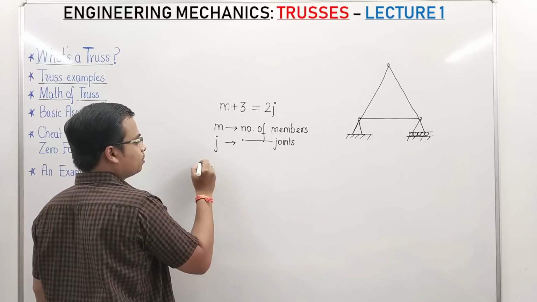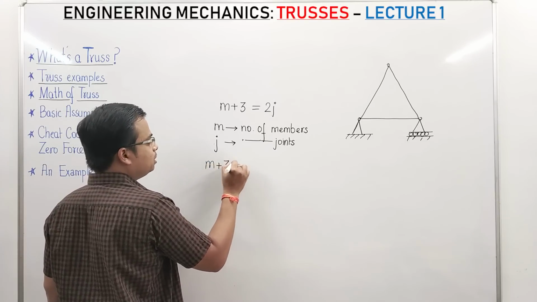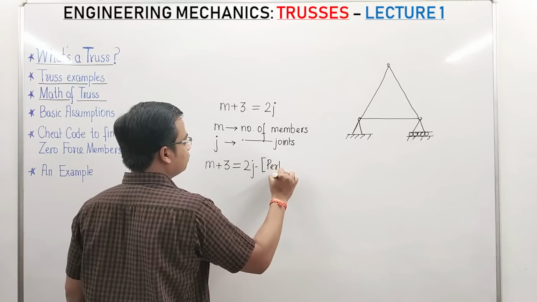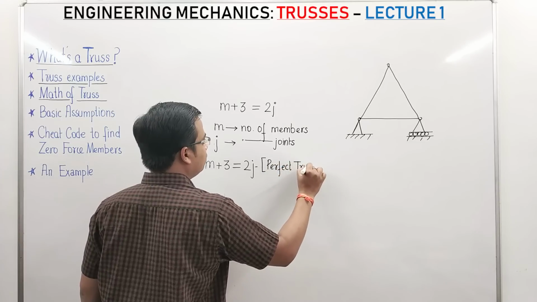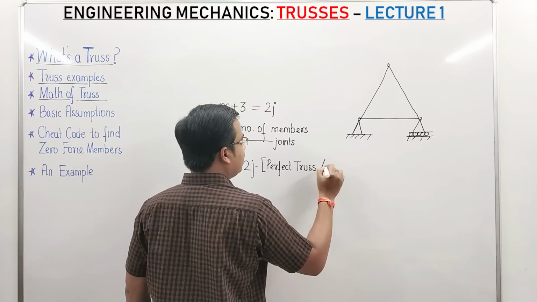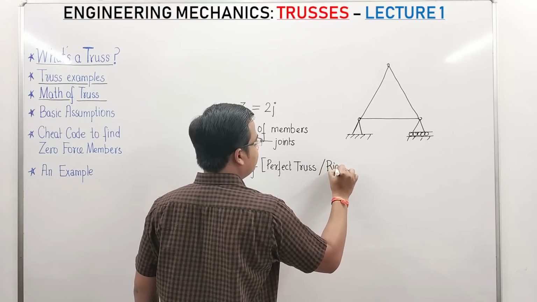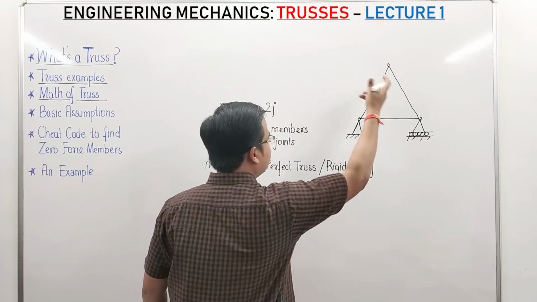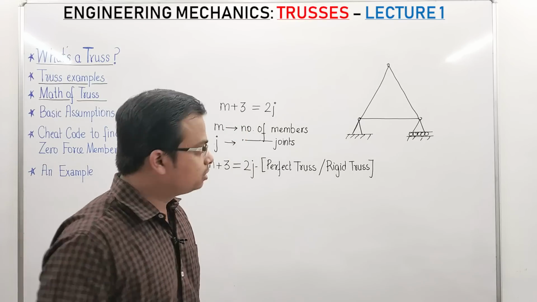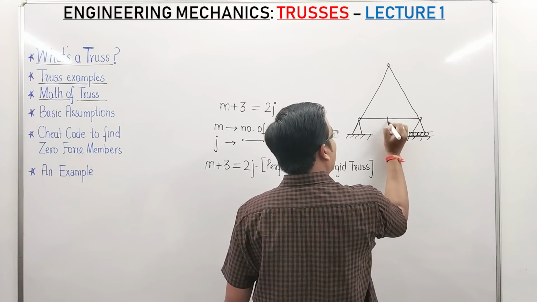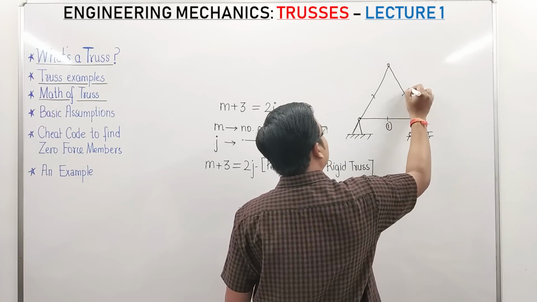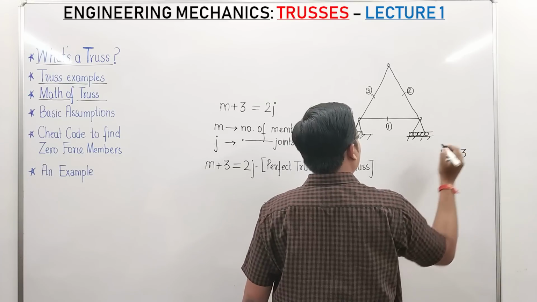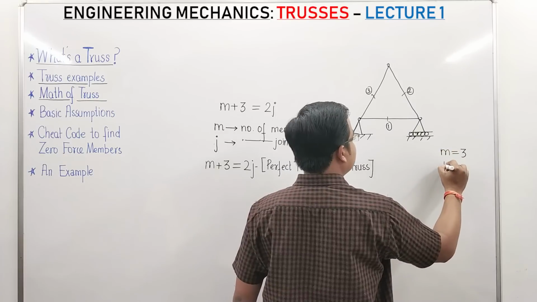If M plus 3 is equal to 2J, it's the case of a perfect truss. You can also call it a rigid truss. Okay, so let us try to work out whether this over here is a perfect truss or not. So how many members? So there are 1, 2 and 3. Let me just write this. The number of members are 3. So M is going to be equal to 3. How many joints? 1, 2, 3. Very simple. J is equal to 3.